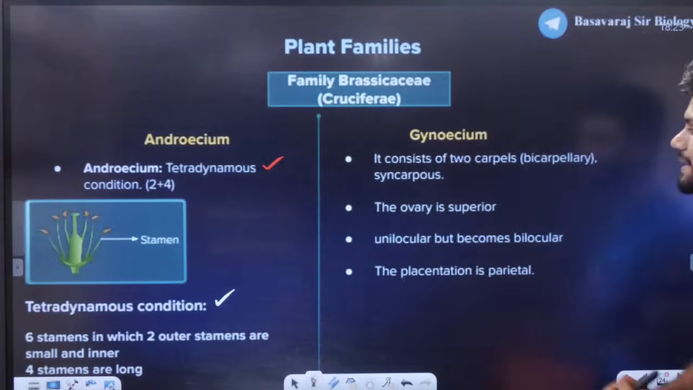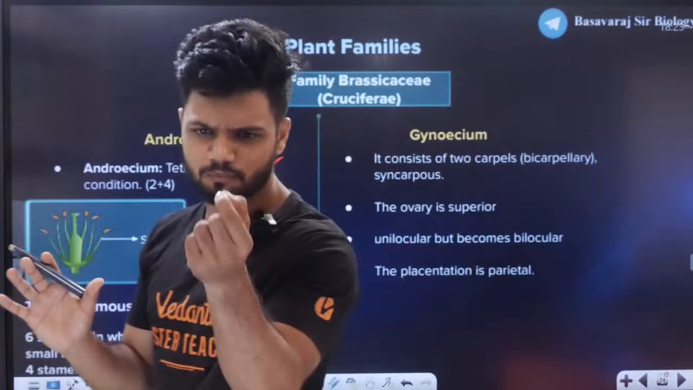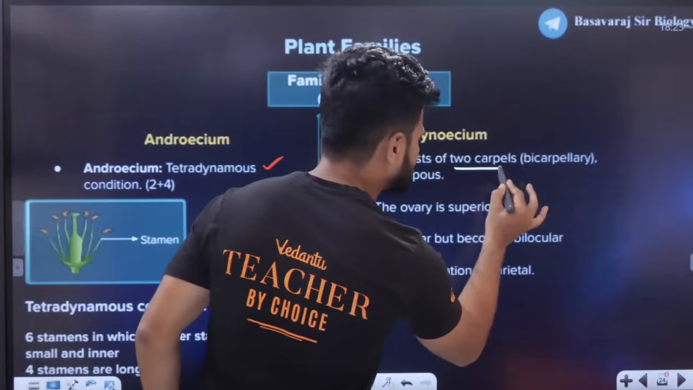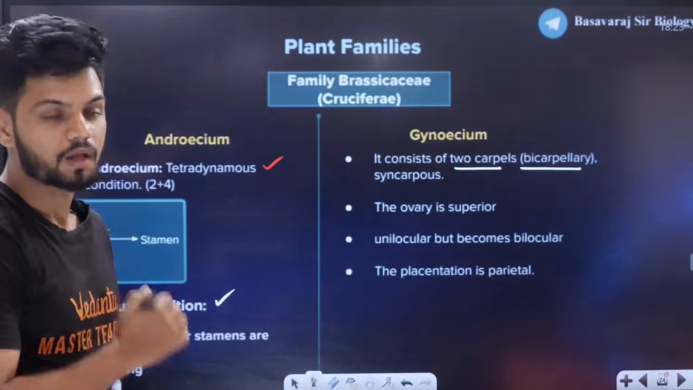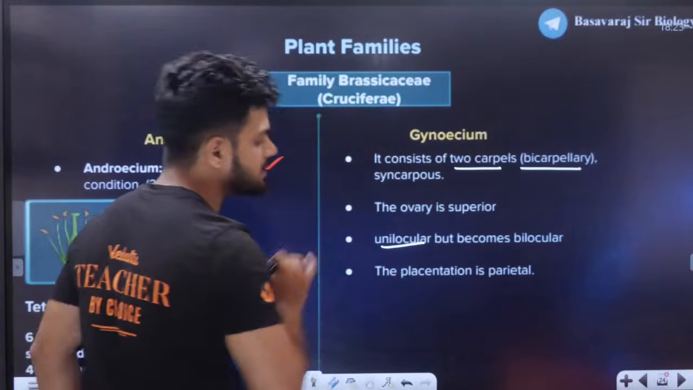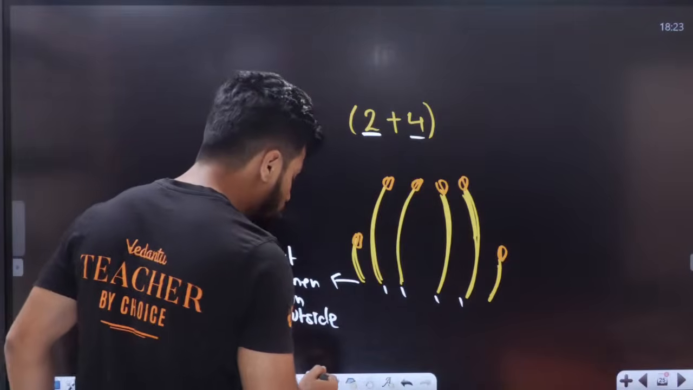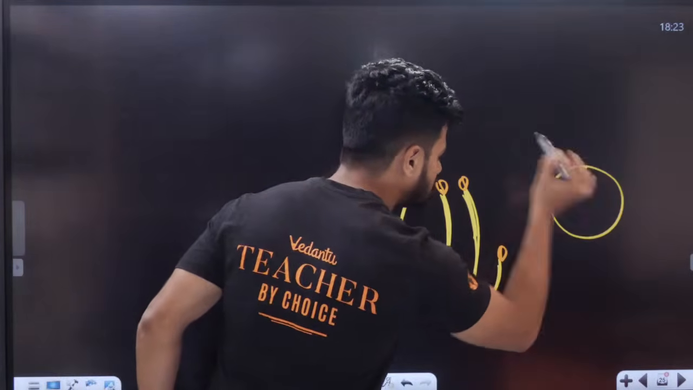Now, what about gynoecium here? Students, gynoecium, understand, one special concept again I will teach you. It consists of two carpels, bicarpellary and syncarpous condition. But students, here a unilocular ovary is there. Initially what happens is, initially it is unilocular. The ovary is initially unilocular.